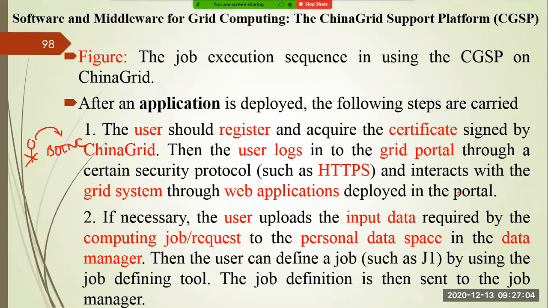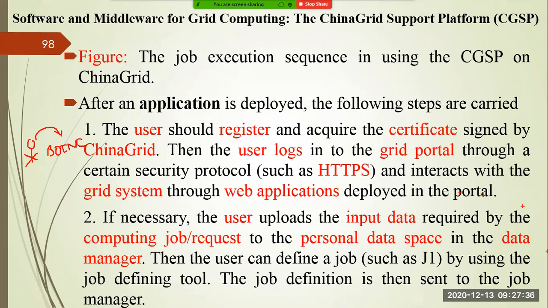If necessary, then what happens? The user uploads the input data required by the computing job or request to the personal data space in the data manager. So whatever data you have for your particular application, that is required to run your job or request, you may upload. In order to run your application, you have data that you have to upload, and that will be stored in the data manager, right?